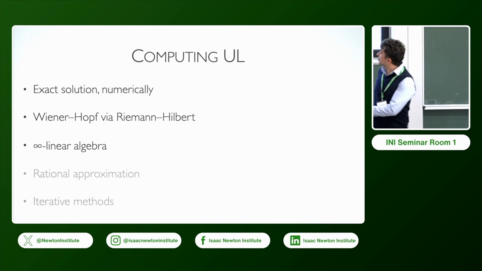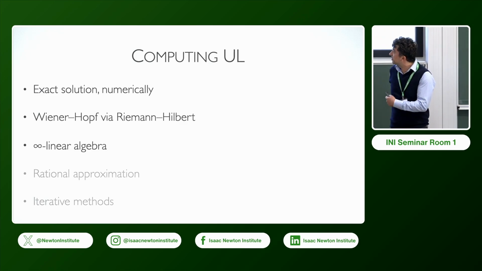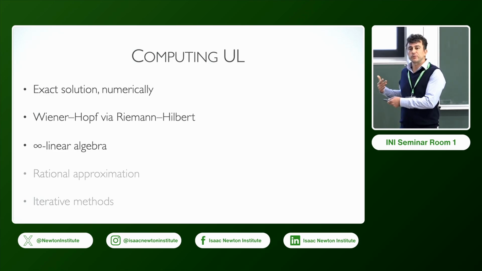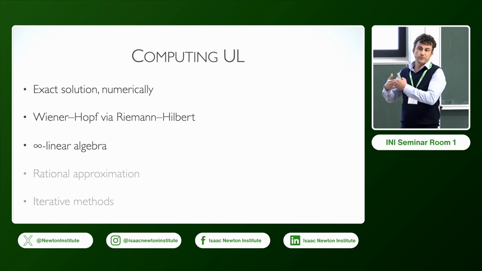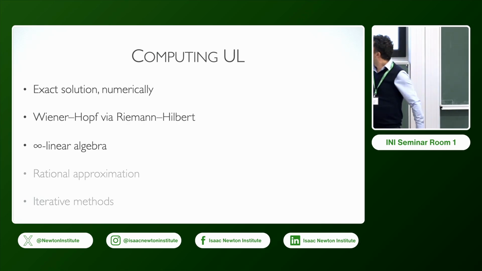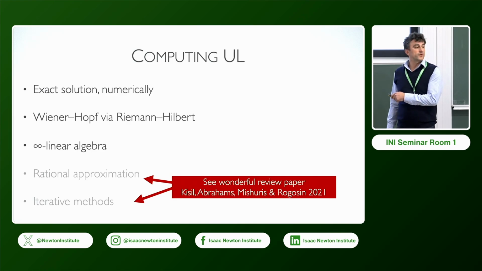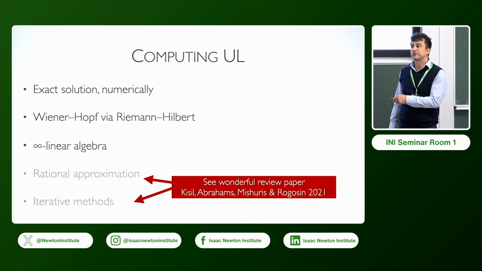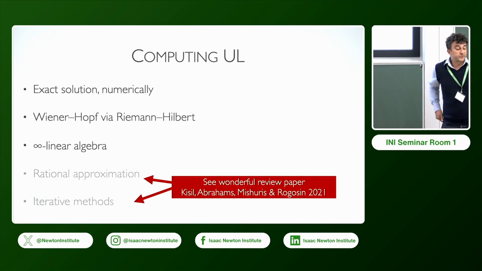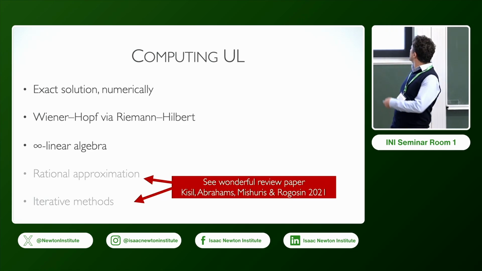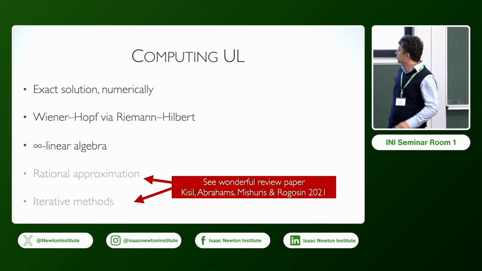This is a scalar problem, so we could use the exact solution formula in a numerical way. We can recast this Wiener-Hopf problem as a linear Riemann-Hilbert problem, or we could use something that's really built on doing infinite dimensional linear algebra. Going beyond that, we could use other techniques for computing Wiener-Hopf factorizations like rational approximation, iterative methods, and there's this great review article by some of the attendees in the audience. Possibly all the attendees, but I don't know if Mishuris or Rogerson are here.